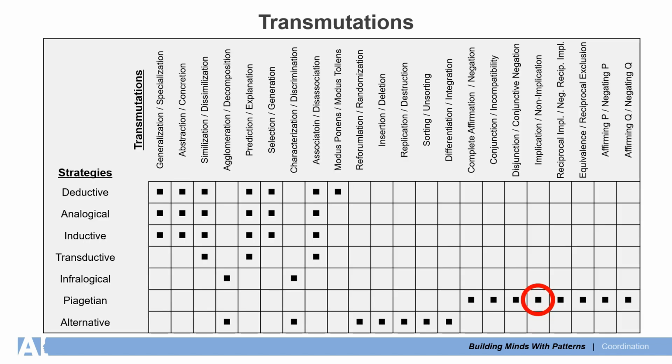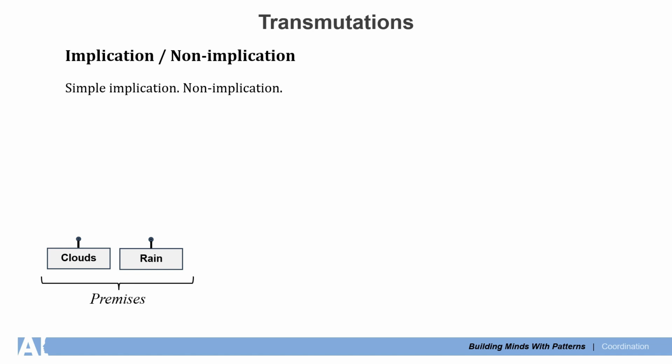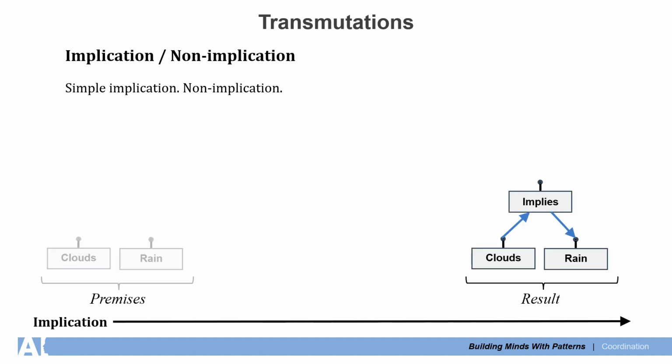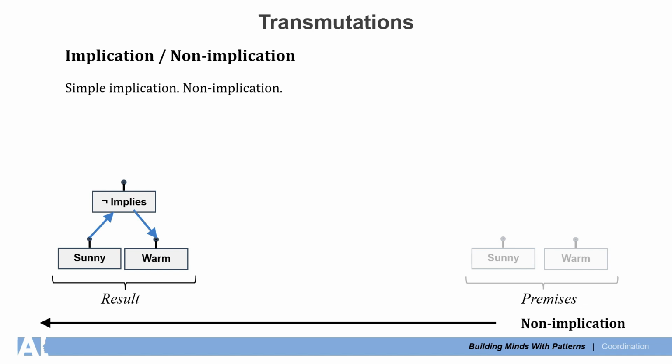Implication and non-implication are Piagetian transmutations. We have simple implication and non-implication. Given clouds and rain, by implication, clouds implies rain. Given sunny and warm, by non-implication, sunny does not imply warm.